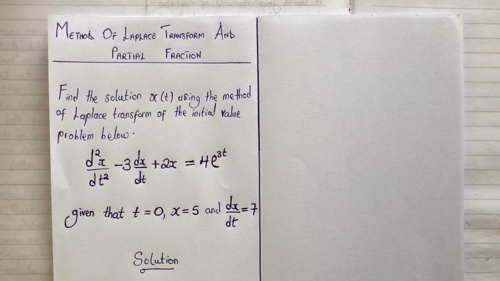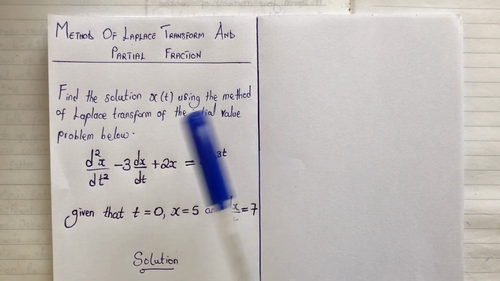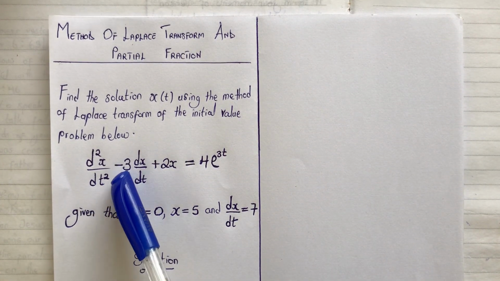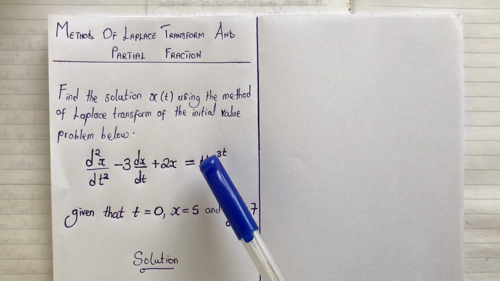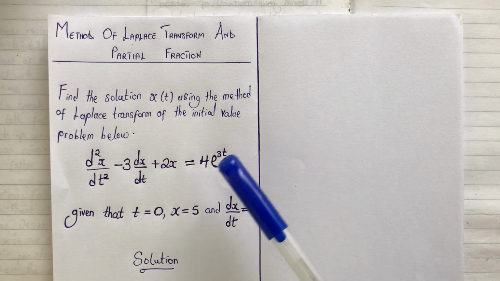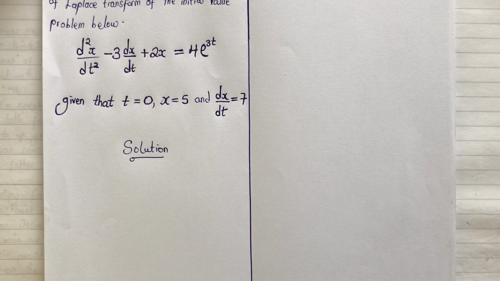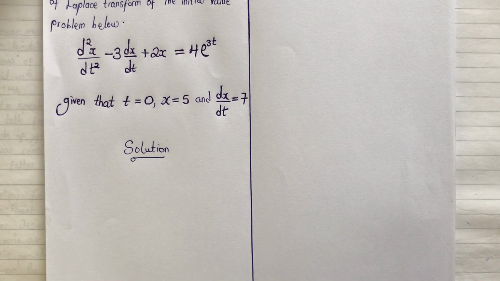So this question says: find the solution x of t using the method of Laplace transform of the initial value problem below. We have d square x over dt square minus 3 dx over dt plus 2x equal to 4e to the 3t, and e here is an exponential function. He gave us initial conditions that at t equal to 0, x equals 5 and dx over dt equals 7. So the first step is to convert each term into its Laplace transform.